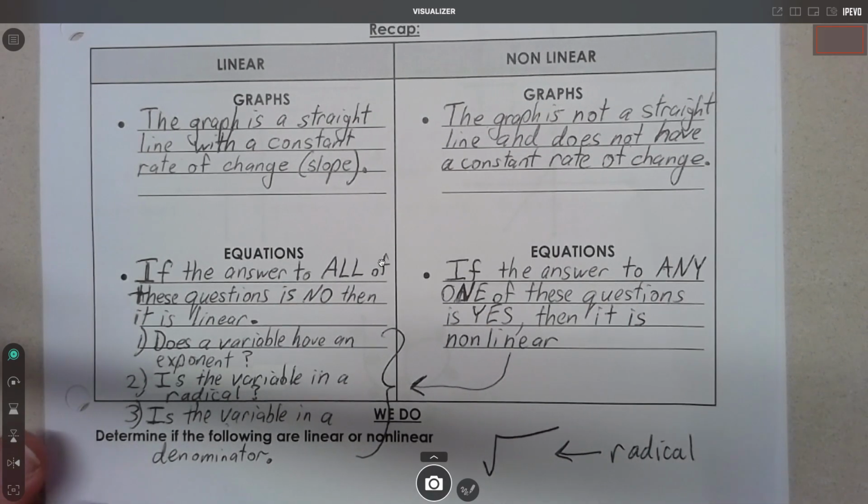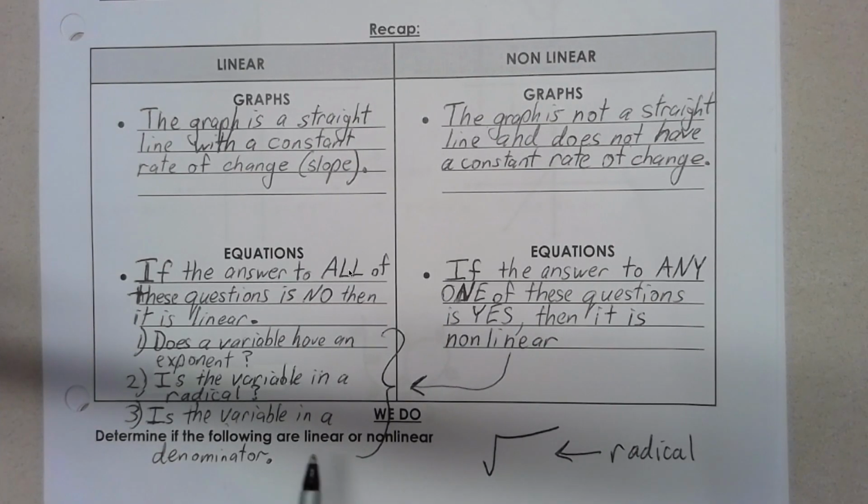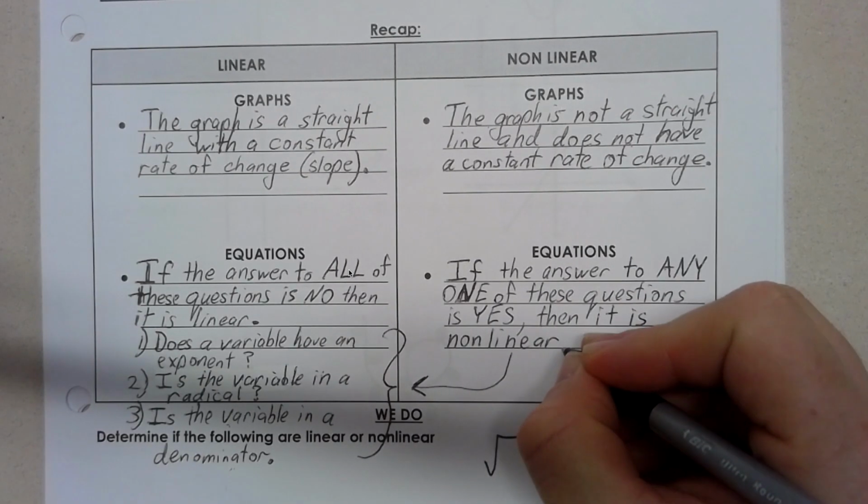That's what a radical looks like. And then the last question: is there a variable in the denominator, or the bottom of a fraction? The answer is no to that. If the answer to all 3 of these is no, then it is linear. On the other hand, if the answer to any of these questions is yes, then the relationship is nonlinear.